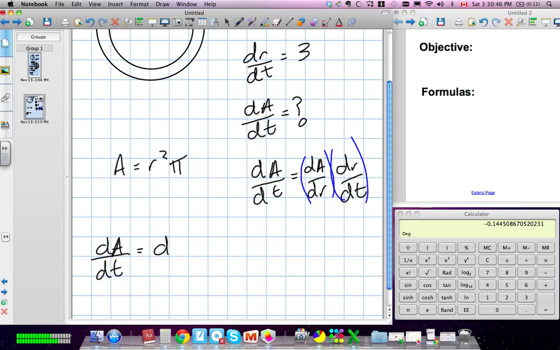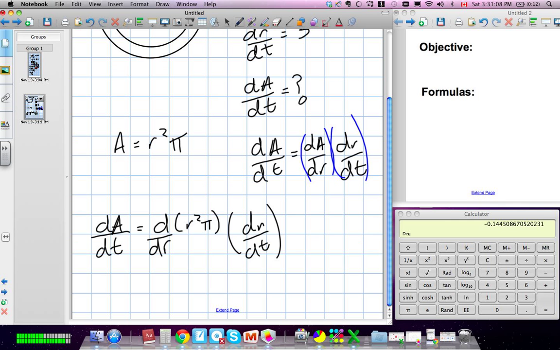over time is going to be equal to the change in our area, which is pi r squared, over the change in the radius. All right, does this make sense to you so far? And then we're going to be multiplying by our change in the radius over time. And we have a measurement for that. We'll plug that in after.